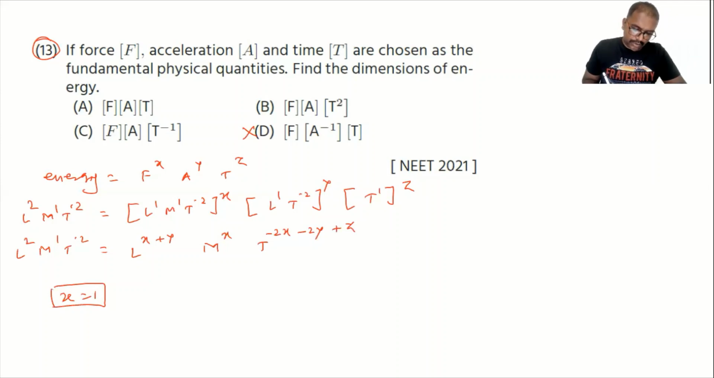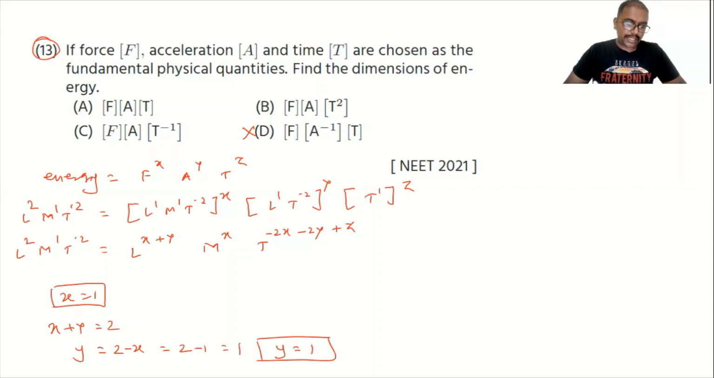So y is 2 minus x. So 2 minus 1 is 1. So y is 1. It means that a raised to 1 is written everywhere. Now t we have to find out. Sorry, z we have to find out.